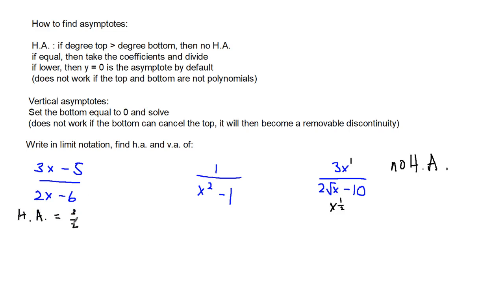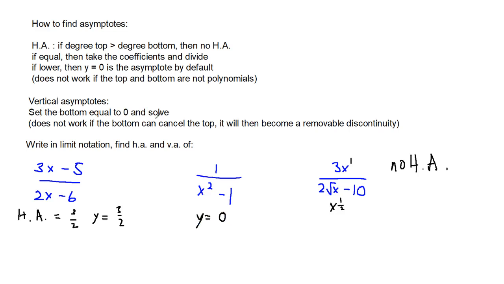If this was 6, it would be 6/2, which is 3. But you can't just say 3/2; you will get it wrong. The horizontal asymptote is actually y equals 3/2, right? And then what if it's lower like this, then it's automatically y equals 0. So this is y equals 0, right?